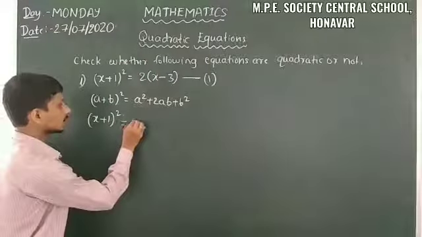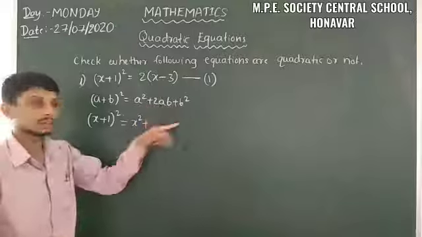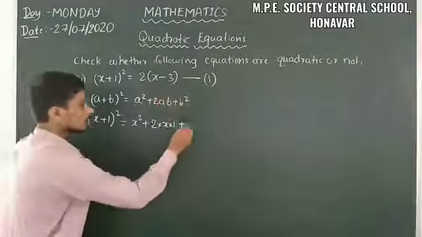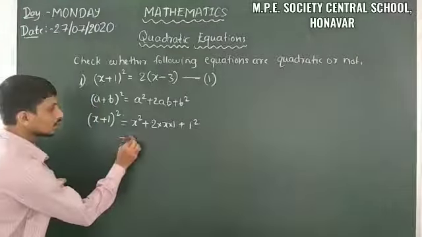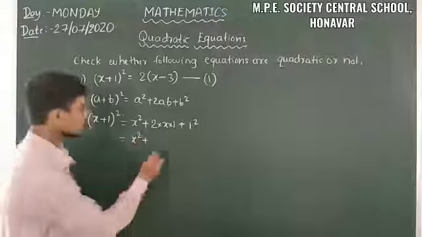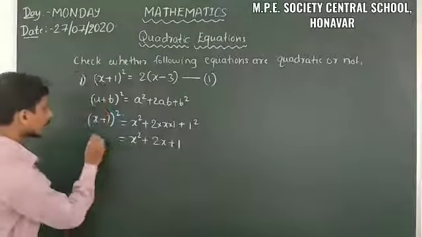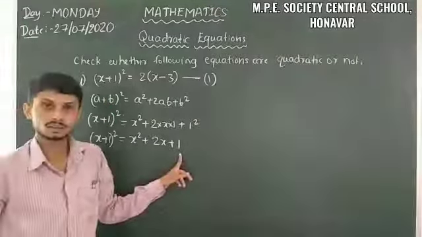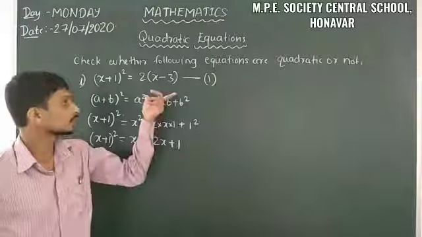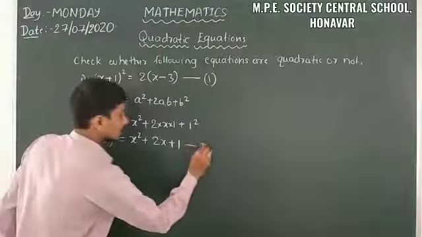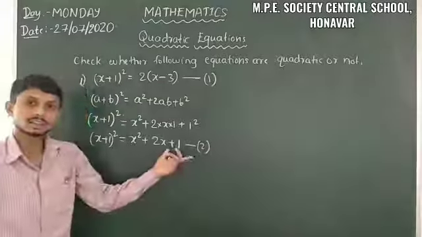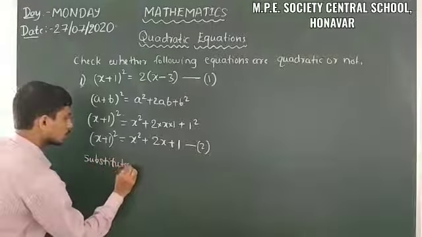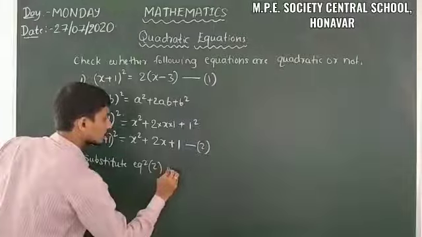So it is equal to x² + 2 into x into 1 plus b², which is 1². Again x² + 2·x·1, which means 2x, + 1. The value of (x + 1)² is equal to x² + 2x + 1 here. I will take this as equation number 2. Substitute equation 2 in equation 1.